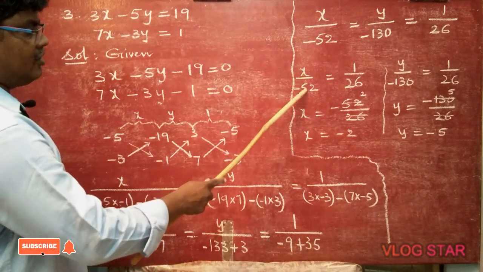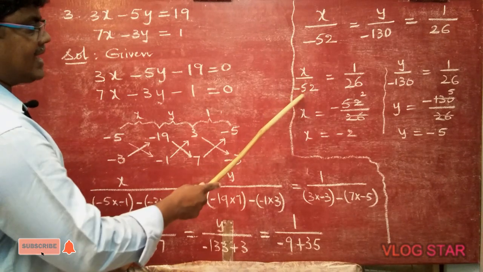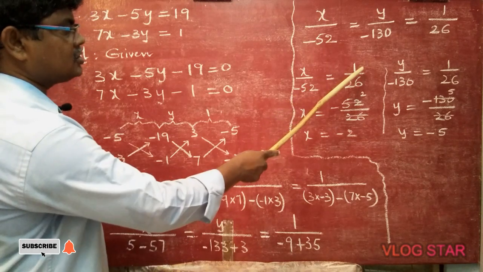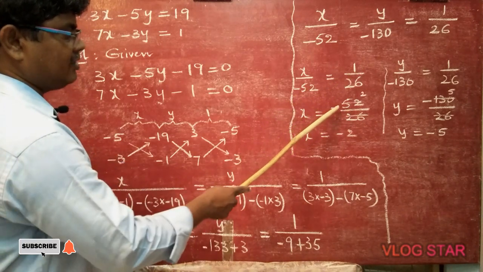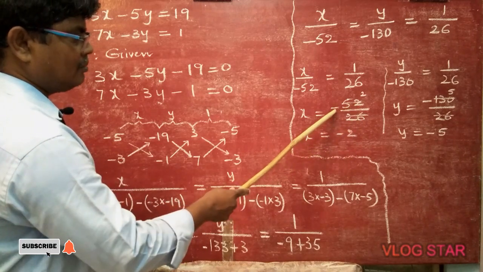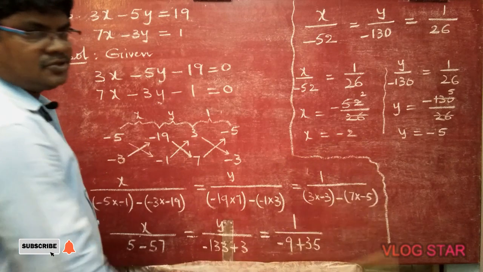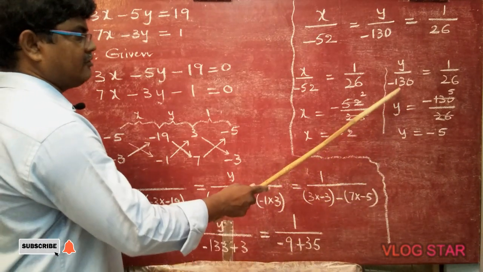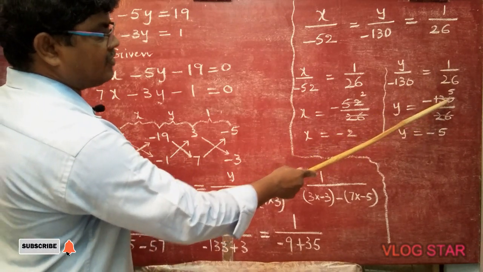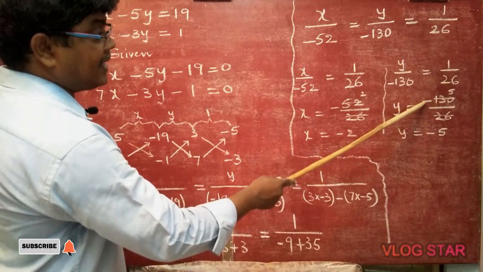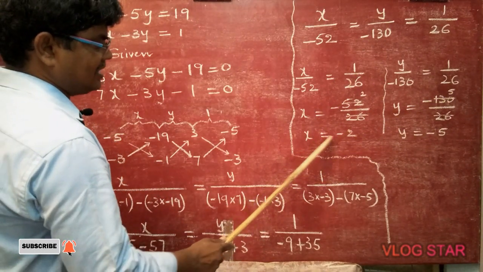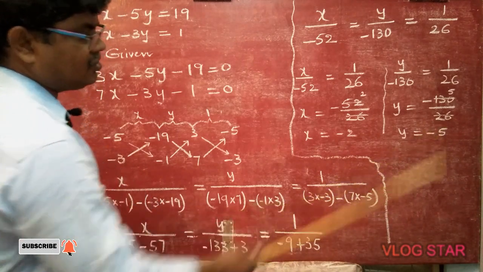Now we have to find the x value. Take x by 52 and the constant. Denominator goes that side, numerator. So x is equal to minus 52 by 26. 26 2s are 52. Minus is there, so x is equal to minus 2. Coming to here, y is equal to, denominator goes from left to right. So numerator, 26 goes 5 times. So y is equal to, minus is here, minus 5. So therefore the values of x is equal to minus 2 and y is equal to minus 5.